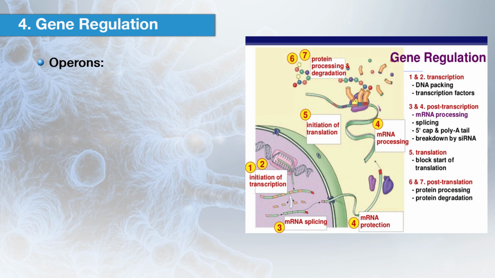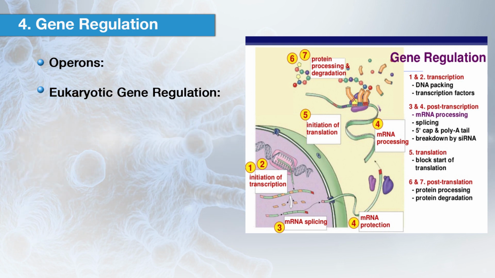Gene regulation, operons. Common in bacteria, operons are clusters of genes under the control of a single promoter and operator, allowing coordinated regulation. Eukaryotic gene regulation: in eukaryotes, gene expression is regulated by transcription factors, enhancers and other complex mechanisms.